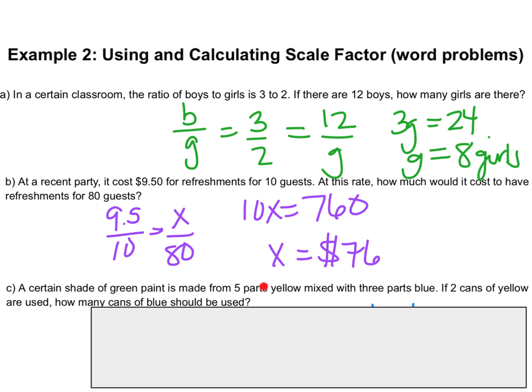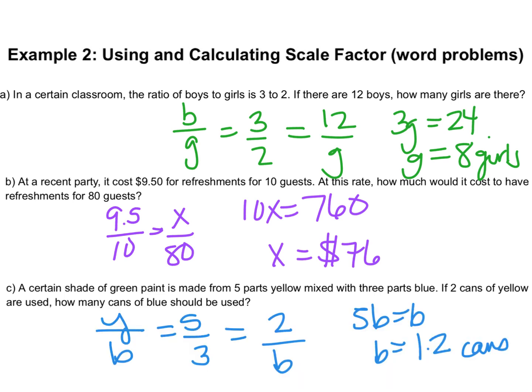So the parts just means that it could be any measurement. It could be ounces, it could be cups, it could be gallons, it could be cans. So if I have 2 cans of yellow, how much blue do I need if I need a 5 to 3 relationship?